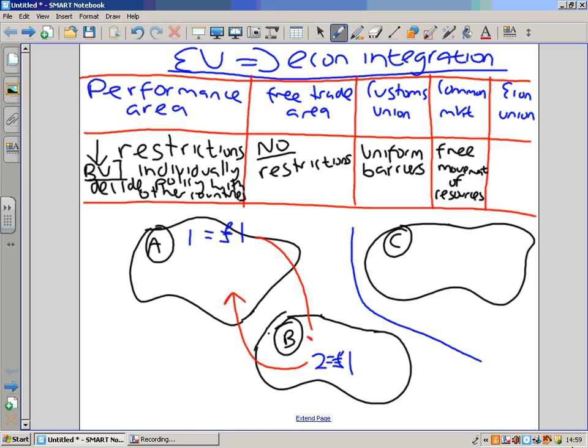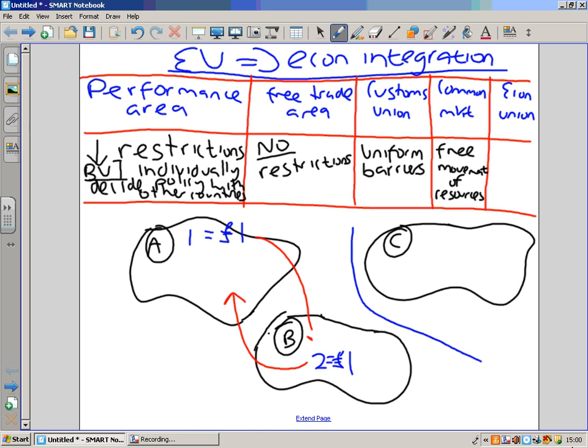Country A has to accept workers from country B. Country B, exactly the same from country A. Other resources, capital as well. So there'll be more sharing of technology. There will be more businesses setting up from each country in the other country. So the countries are starting to integrate more and more together.